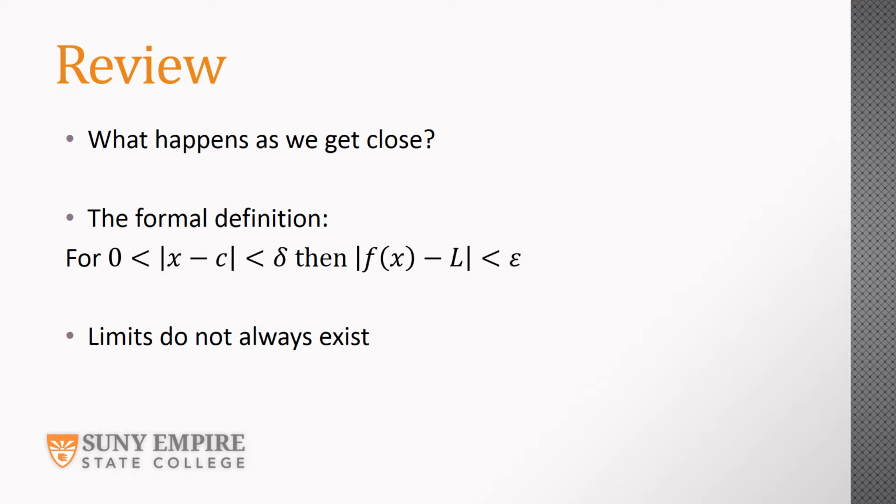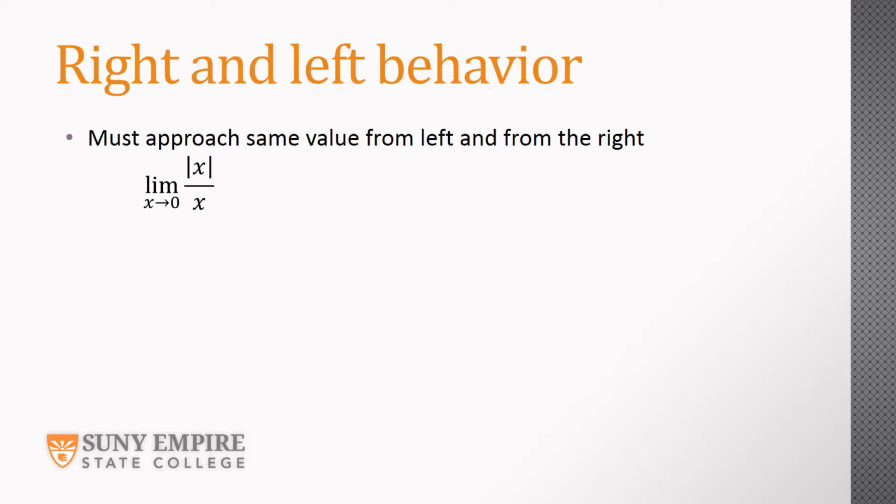However, it turns out that these limits do not always exist. We will explore three different situations where the limit of a function does not exist. For a limit to exist, the function must close in on the same value when approached from the left or from the right. For example, suppose we consider the limit as x approaches 0 for the function f of x equal to the absolute value of x divided by x.